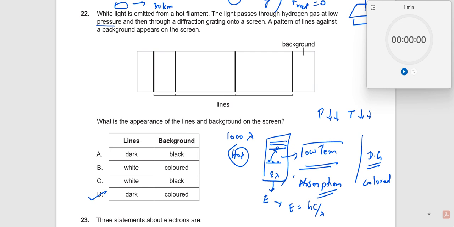Now what happens in emission spectra? In emission spectra, it doesn't happen like this. Some of the electrons are already present in the excited states, and they start jumping to the ground state. As a result, photons are emitted, which means you get a black background and a colored pattern, colored lines. That is your emission spectra. Okay, let us move on to the next question.